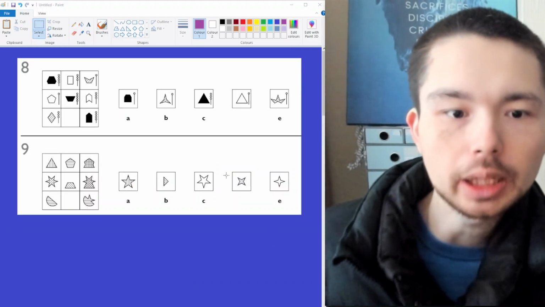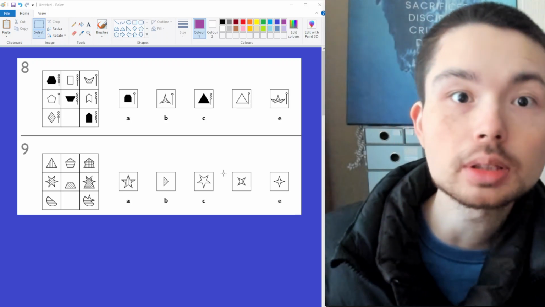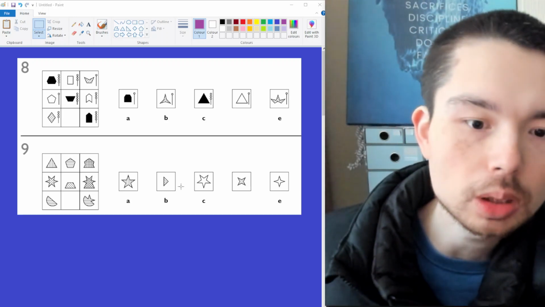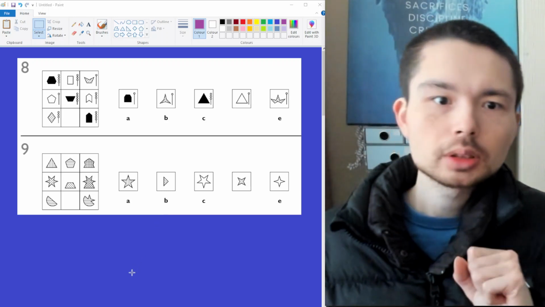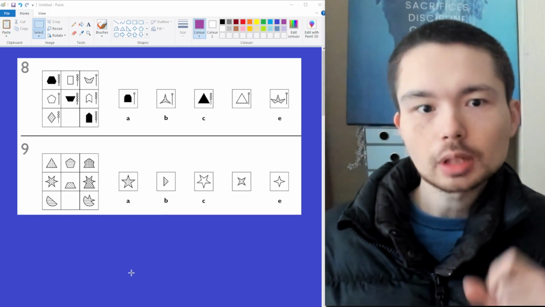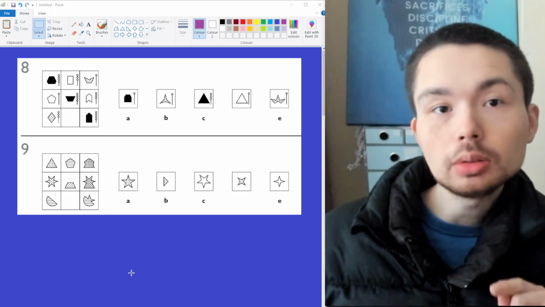Before we do question 8 and 9, I've just thought about something useful in terms of timing. This is a tough section. 6 minutes for 12 questions. I want you to think in blocks of 2. You look at 8 and 9, 1 and 2, 3 and 4. Decide, are you able to do both in 1 minute?